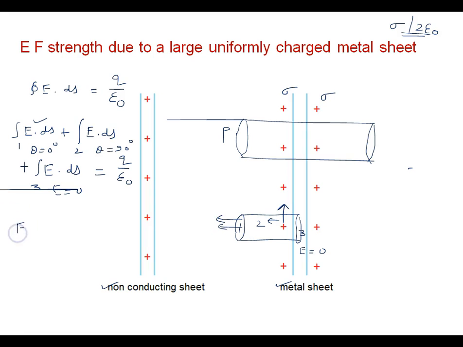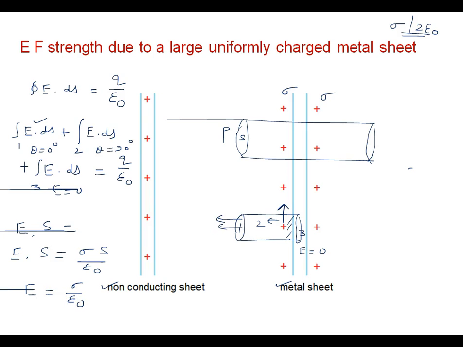You will say E ds. Suppose I say this cross section area is S. Then I can say it is E dot S. Let me write on the next line. E dot S equal to, what is Q? If sigma is surface charge density, then we have to say only with this part of the charge we are counting. So it will be sigma into S upon epsilon naught. We are getting E equal to sigma by epsilon naught.